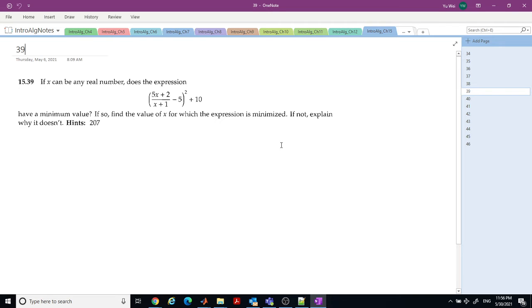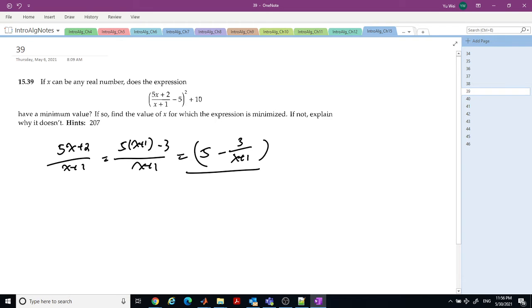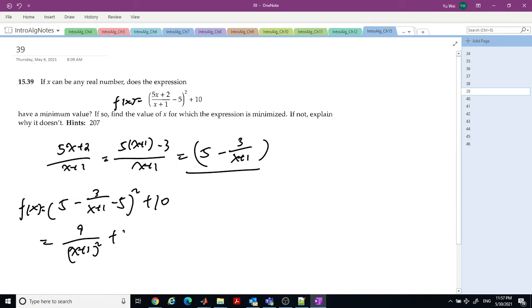Next, we want to see whether this expression has a minimum value. For this one, we have (5x plus 2) over (x plus 1). We can write it as 5 times (x plus 1) minus 3, over (x plus 1), so it's 5 minus 3 over (x plus 1). Now apply this back: we have (5 minus 3 over (x plus 1) minus 5) squared plus 10. So f of x equals 9 over (x plus 1) squared plus 10.